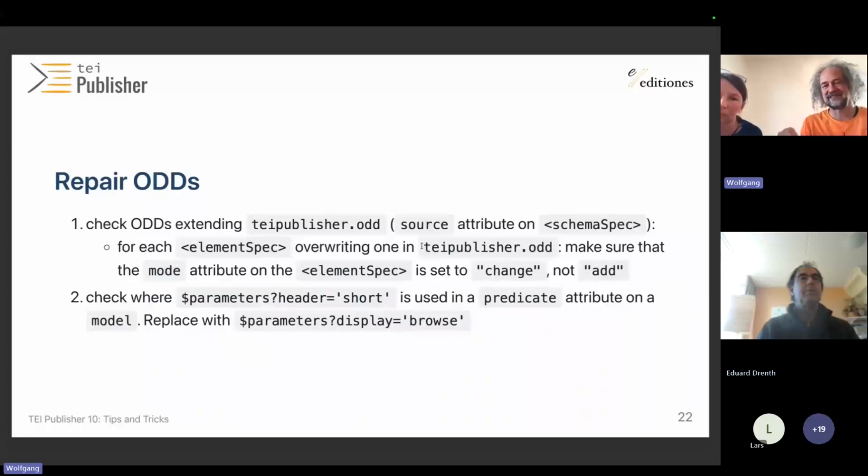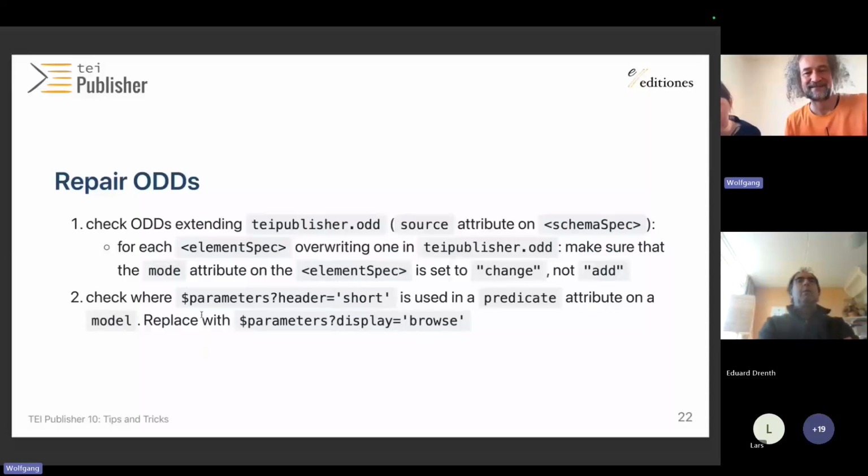But this means that if you previously were overwriting, say, person name in your ODD, you very likely had the mode attribute on the elementSpec set to add, which would now be wrong because the person name is already declared in the TEI Publisher.odd. So just change this from add to change. It's straightforward. Just search for mode equals add and think, does this appear in TEI Publisher.odd or not? And if yes, it appears there, then it should be changed.